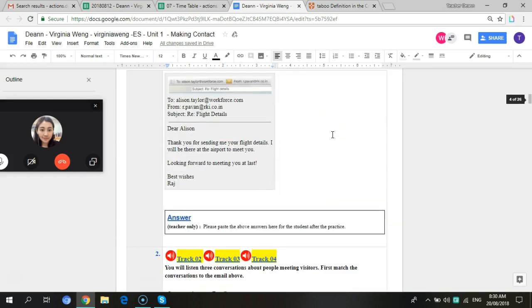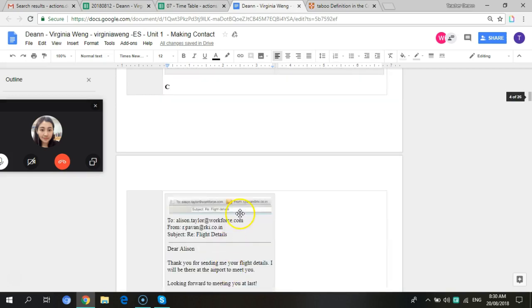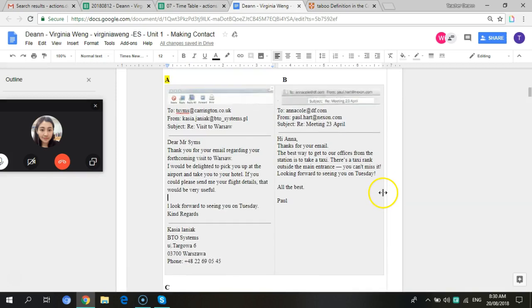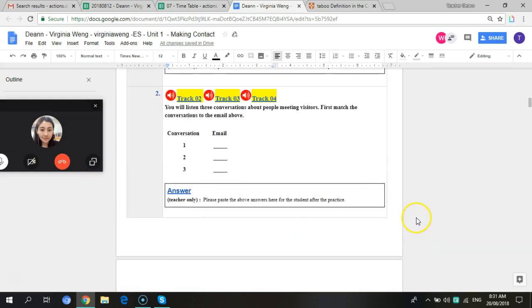As we're looking at letter B and letter C, they just said, thank you for your flight details, I will be there at the airport. It seems that they are not that formal to the visitor. The best way to get to our offices from the station is to take the taxi. So they're not planning to pick the visitor up at the airport. Okay, so thank you for answering that one.